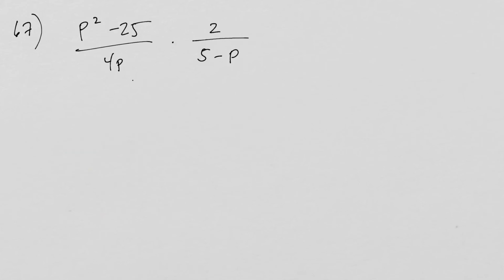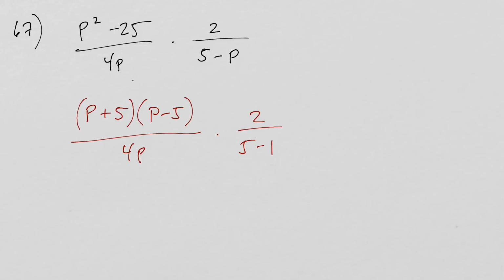Okay, so let's factor the numerator of this one on the top left. So those are the difference of two squares. So I have p plus 5, p minus 5 over 4p times 2 over 5 minus p. Now I can cancel these as long as I introduce a negative. And so I'm going to put the numerator back together. Remember, your monomial factors always come first.